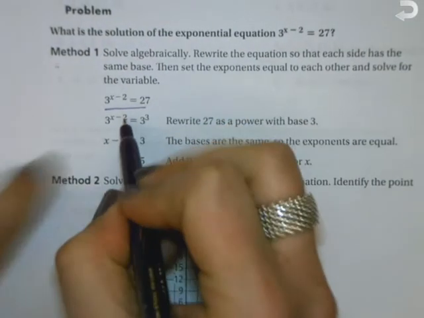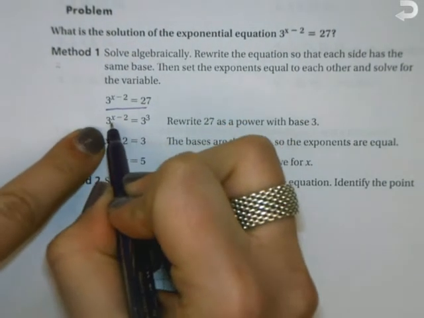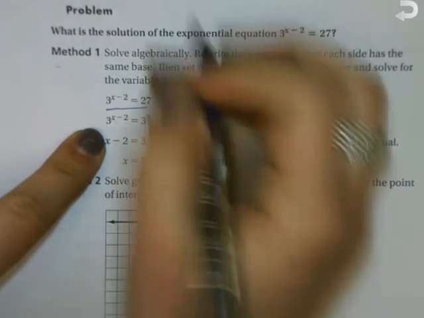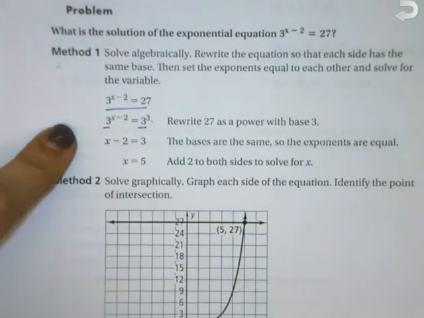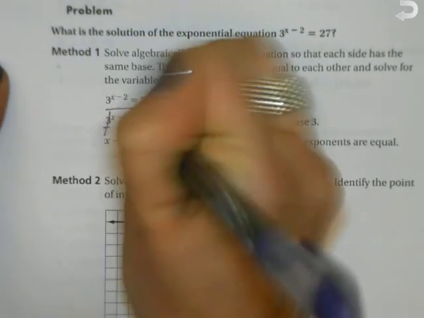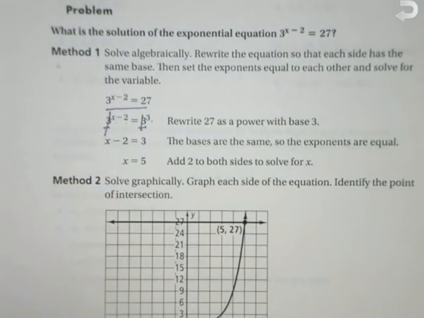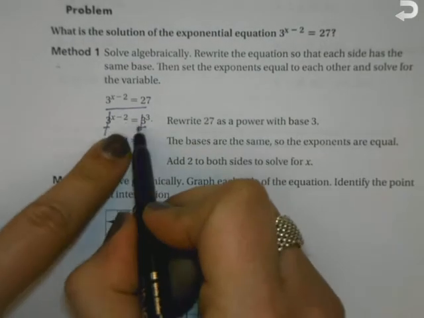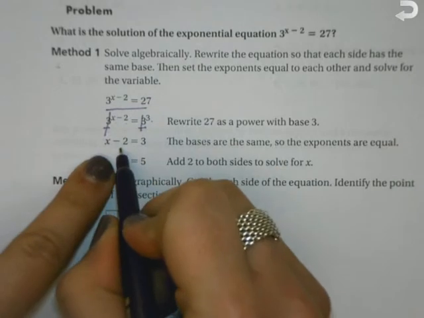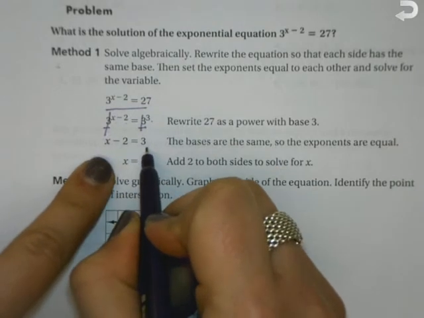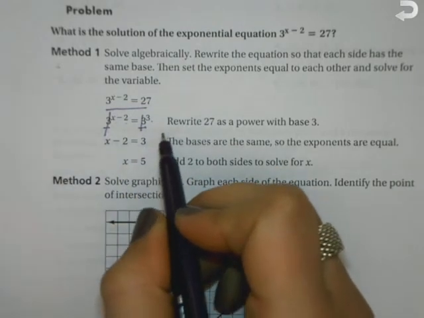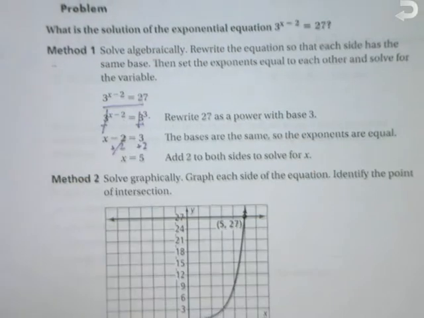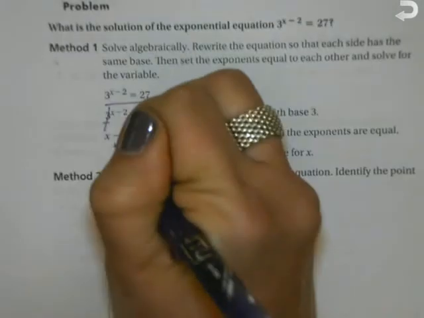3 to the third. So we rewrite it as 3 to the x minus 2 equals 3 to the third power. And now that my bases are the same, you can drop them. And I like to cross them out to show that we're dropping them. And you set the exponents equal to each other. So x minus 2 equals 3. And how would you solve this? Add 2 to both sides. So you get x equals 5.